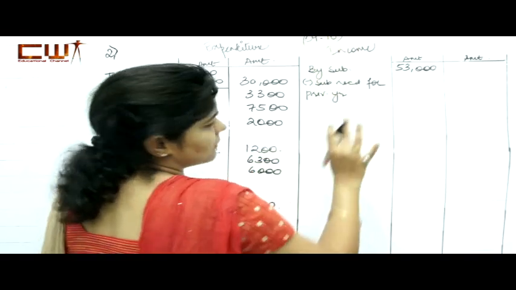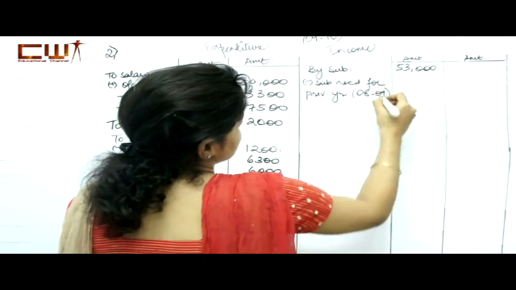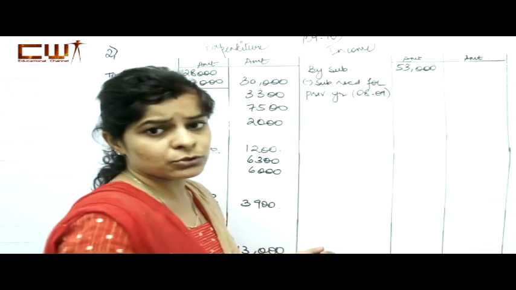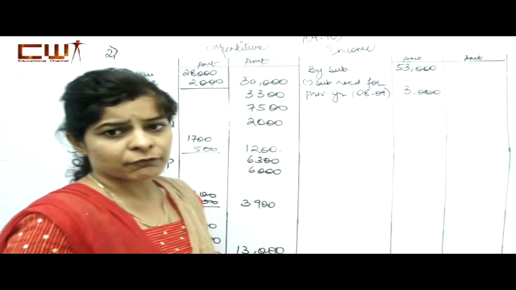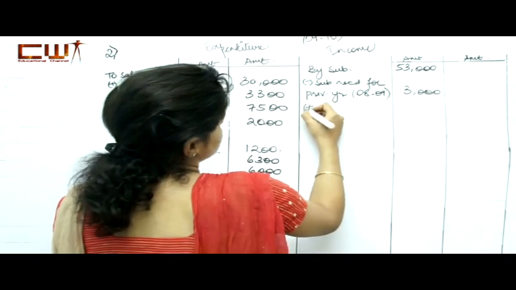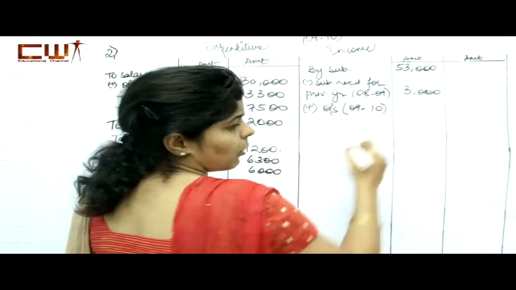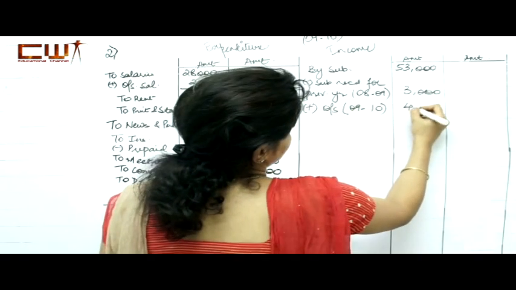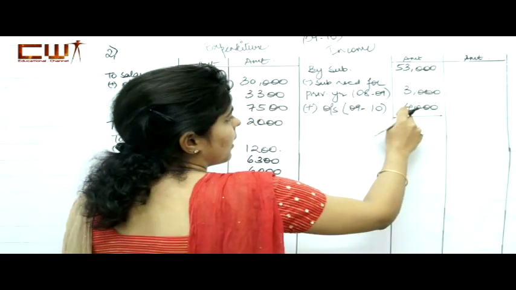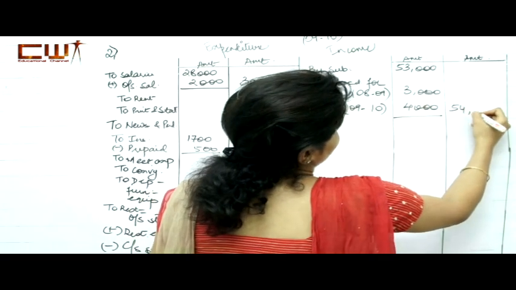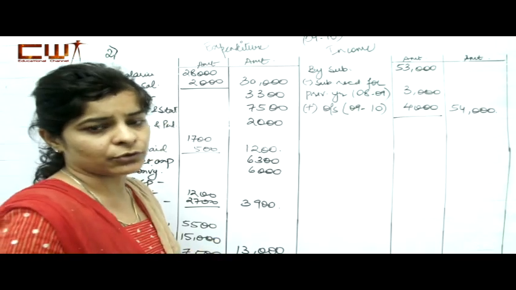So you don't need whatever is given for previous years, that is 8 and 9. Whatever is given to you for the previous year will not be recorded, so you subtract that. How much is given for the previous year? 3,000. Just subtract that. And you have outstanding also, for the current year, that is 9 and 10. How much is the outstanding? 4,000. So 53,000 minus 3,000 is 50,000, plus 4,000 is 54,000. 54,000 is the subscription.